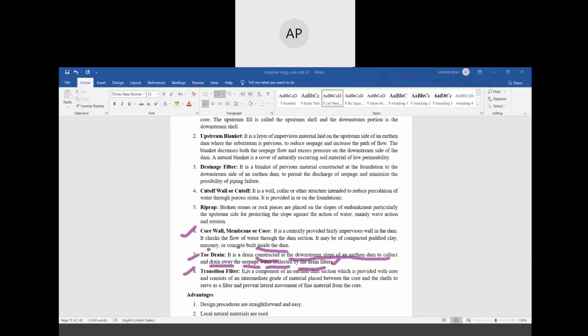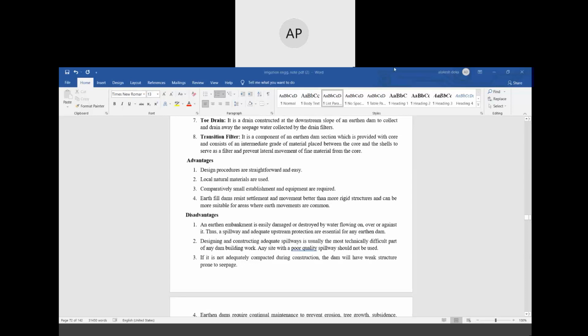Next is transition filter. It is a component of an earthen dam section which is provided with core and consists of intermediate grade of material placed between the core and the shell. It serves as a filter and prevents lateral movement of fine material from the core.